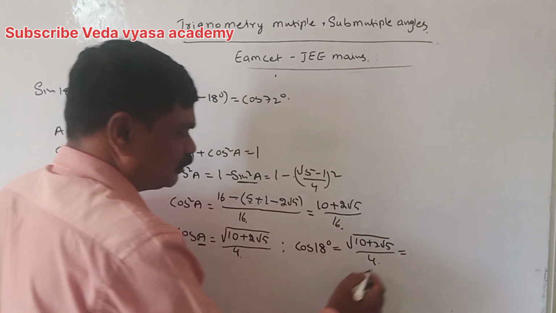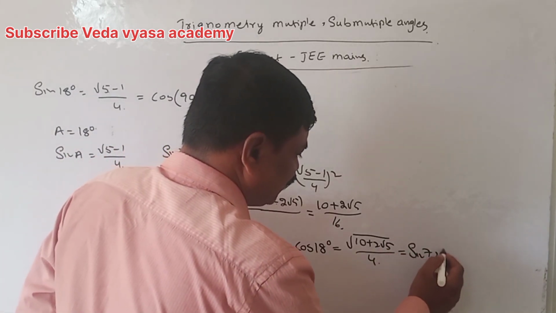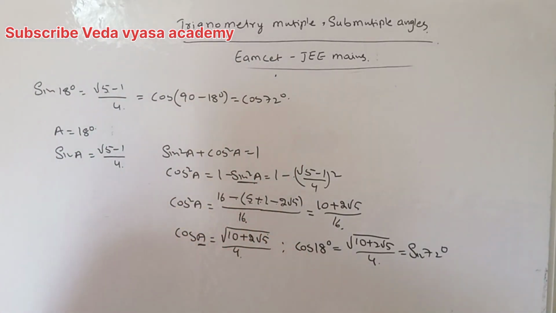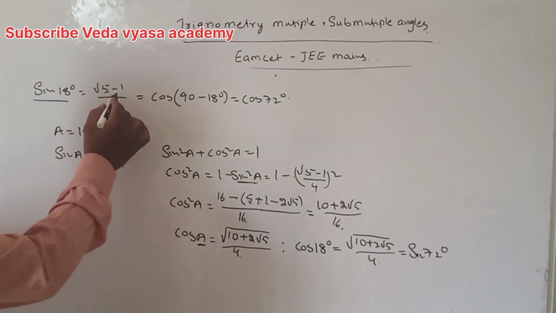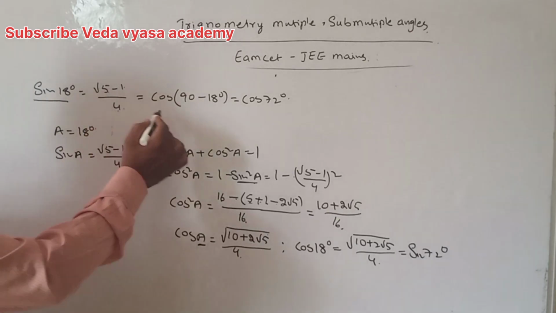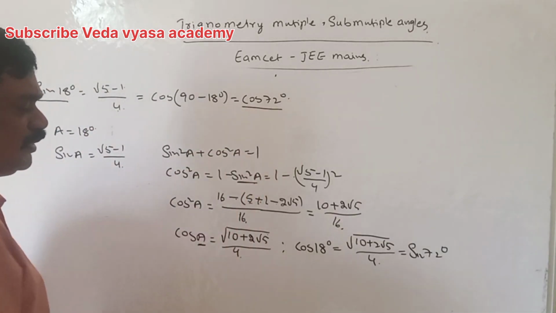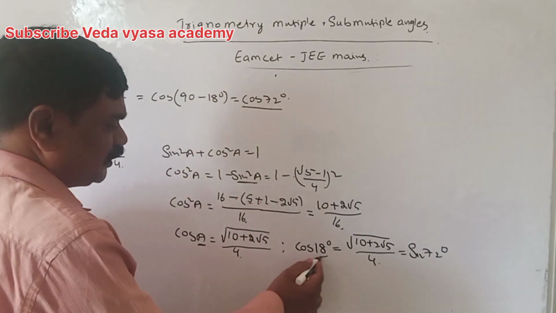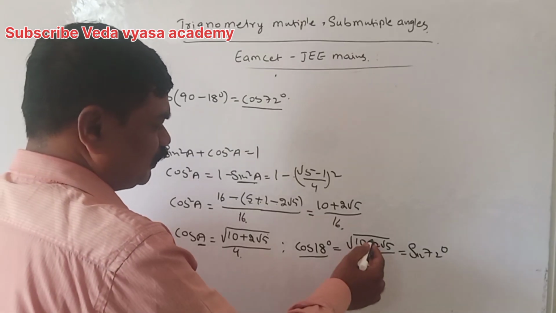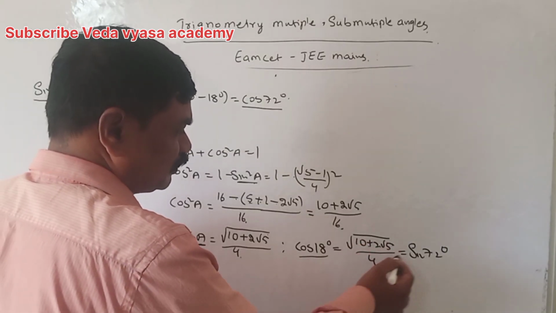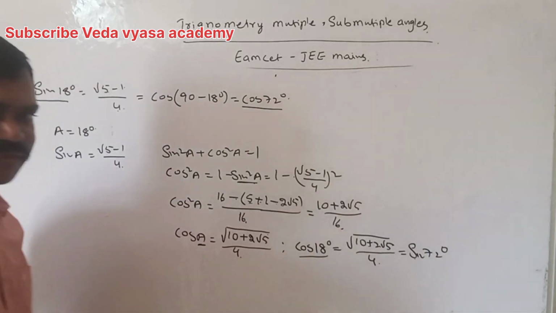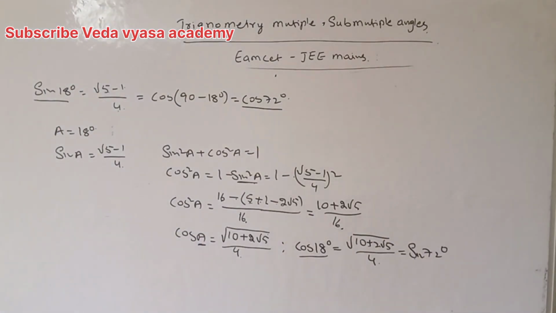This is equal to sin 72 degrees. So here cos 72 degrees is root 5 minus 1 by 4. Cos 18 degrees is equal to root over 10 plus 2 root 5, by 4, which is equal to sin 72 degrees. Okay, all of you.